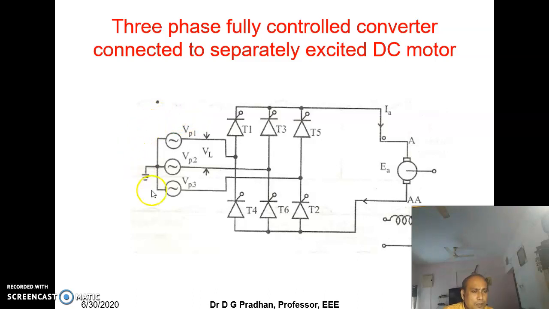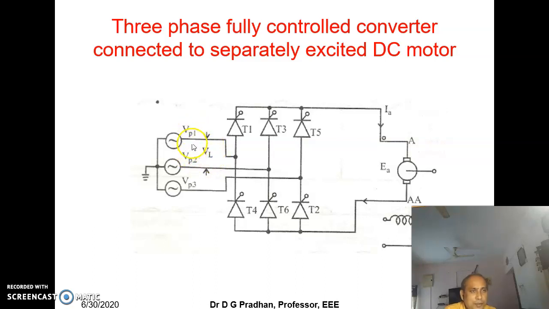Here we need to apply a three-phase balanced voltage. Three-phase balanced voltage means three voltages of equal magnitude displaced by an equal phase angle of 120 degrees. That is called a three-phase balanced voltage. And the line voltage is the vector difference of two phase voltages.